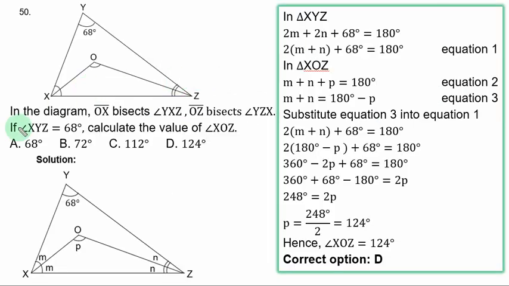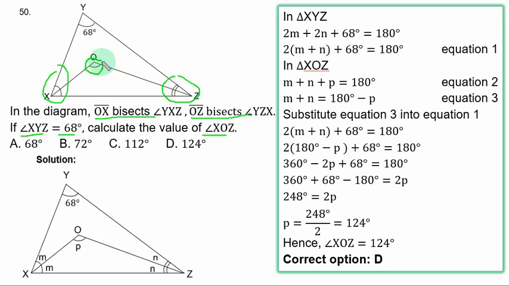Question 50. You have a diagram. In the diagram, OS bisects angle YSZ, that is this angle. OZ bisects angle YZS, that is this angle. If angle SYZ is 68 degrees, calculate the value of angle SOZ, that is this value here.